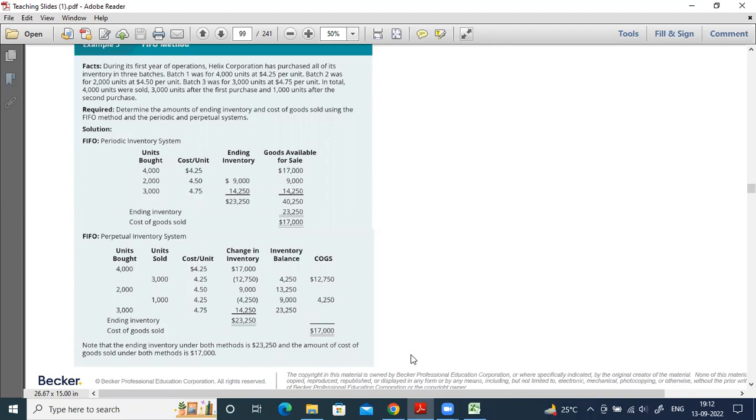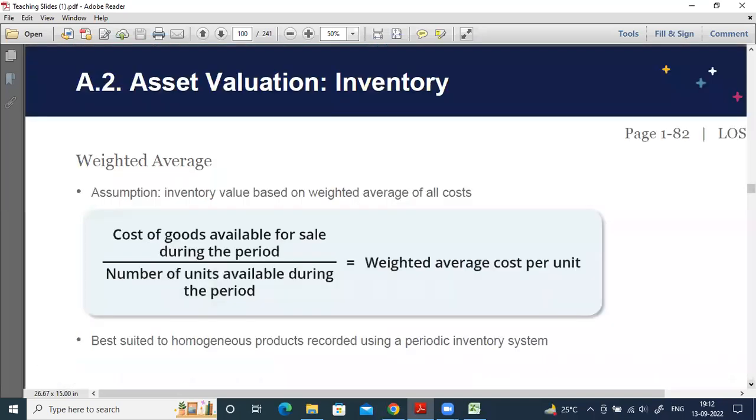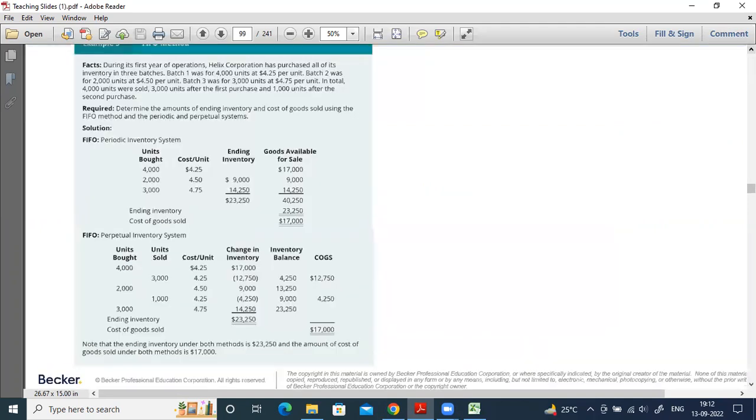So just take this question. I want you to please solve this. That will be your homework. Then weighted average and other methods we'll be discussing in the next class, because if I explain the weighted average now, definitely you will be confused.